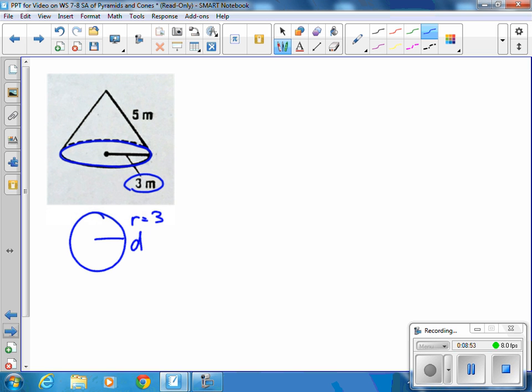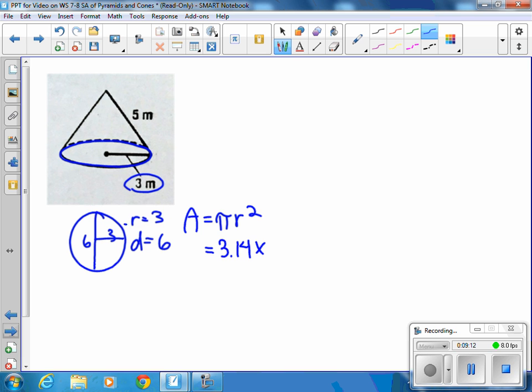That means my D is going to be 6, if I went all the way across, because if that's 3, then all the way across would be 6. Remember, I just like to write them both down just to make sure we're ready for either one. So I'm going to find the area of the circle. Area equals pi r squared. We already know that. So 3.14.